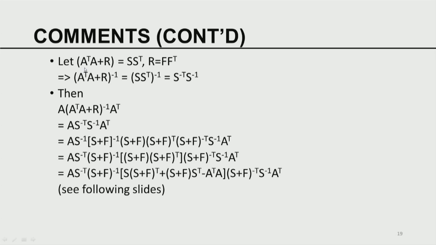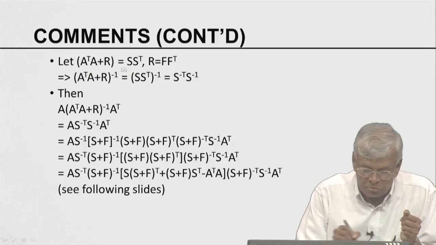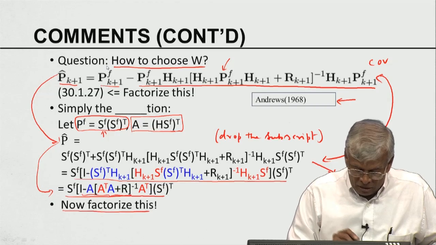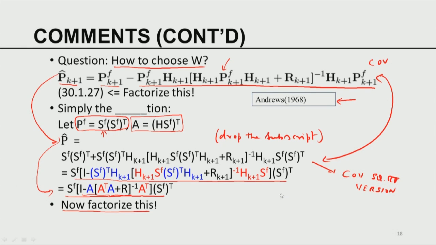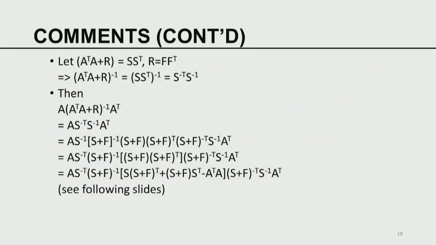So let A transpose, let this be the square root of, look at this now. I'm using several different symbols. There are lots of quantities involved in here: S_F, S hat, S. This is the square root of the forecast covariance. This is the square root of the analysis covariance. S is a generic square root. I'm going to use the generic square root in order to define the square root of that quantity. This quantity.